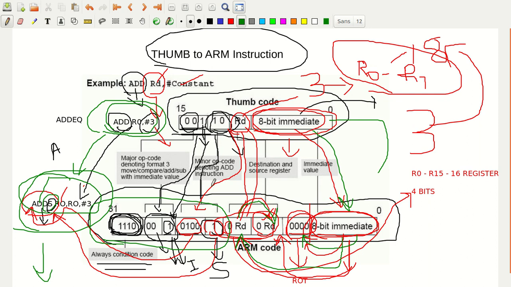So, just to understand how the thumb to ARM translation happens, I have taken this one small example where the thumb is translated into ARM. Each instruction will have its own way of translating, its own way of decoding the thumb instruction. Here, this instruction, add R0 comma hash 3, is taken and converted into adds R0 comma hash 3. Hope you got this one. Okay, fine. Thank you.